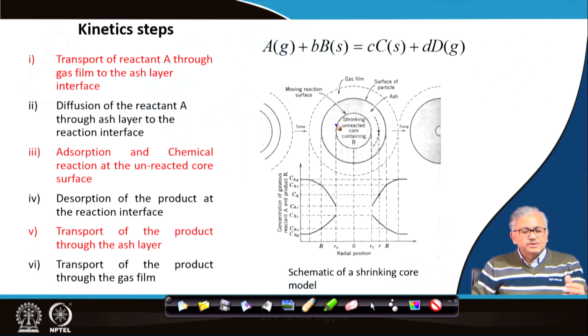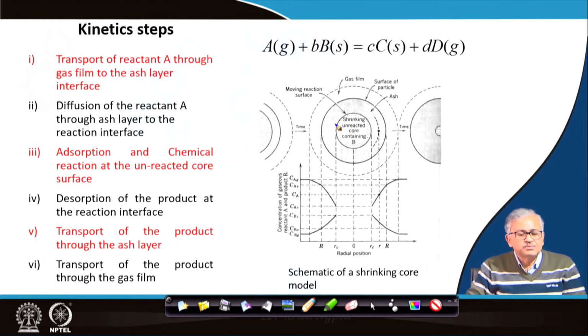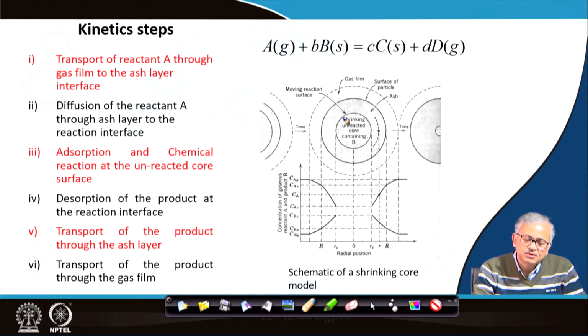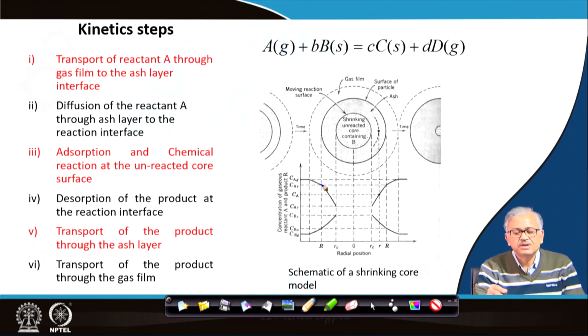So what are the steps? First, transport of the reactant A through the gas film, then diffusion of A through the ash layer, and then the chemical reaction at the unreacted core and ash layer interface. Then desorption of the product gas D that is forming, transport of D through the ash layer, and then transport of D through the film layer, and then it will come out. So these are the different kinetic steps involved, and any of these steps can control the process.